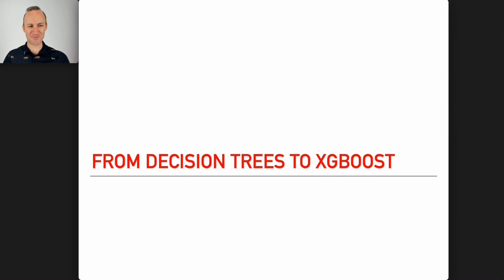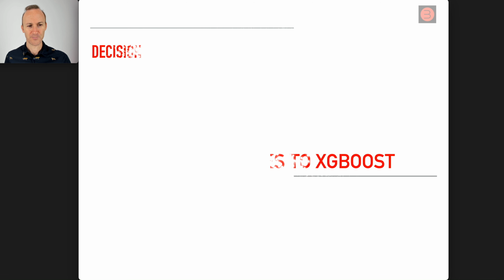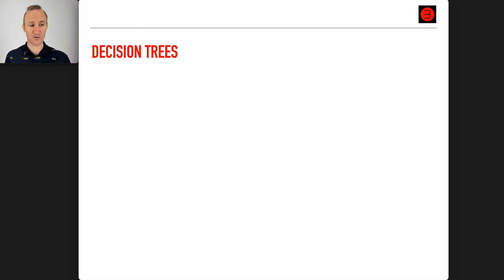It is time to take the journey from decision trees all the way through random forest and gradient boosting to XGBoost. We have coded these machine learning algorithms. Now let's take a look and try to get a conceptual understanding. Okay, let's start with decision trees.